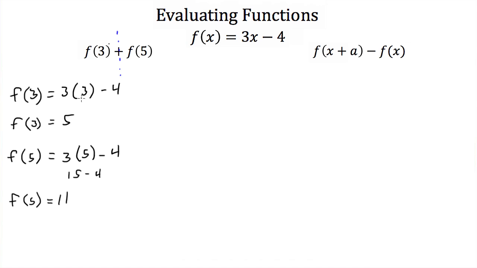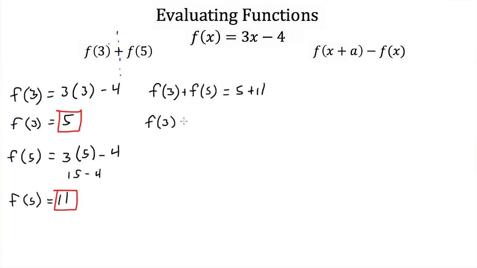Now what we're asked here is f of 3 plus f of 5. So we're going to take this 5 and this 11, and we're going to add them together. F of 3 plus f of 5 is equal to 5 plus 11. Or you can say that f of 3 plus f of 5, the function value when x is 3 plus the function value when x is 5, is equal to 16, because 5 plus 11 is 16.